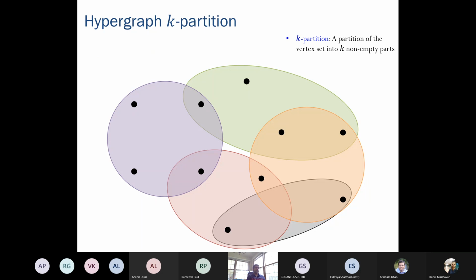We'll be interested in K partitions. A K partition is a partition of the vertex set into K non-empty parts. Non-emptiness will be an important constraint in all problems that we will consider. For example, here is a 3 partition of the vertex set: V1, V2, V3.